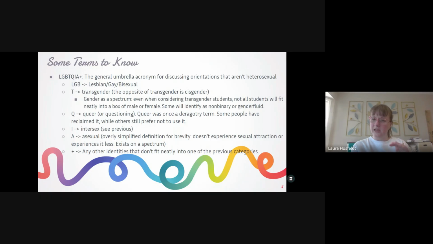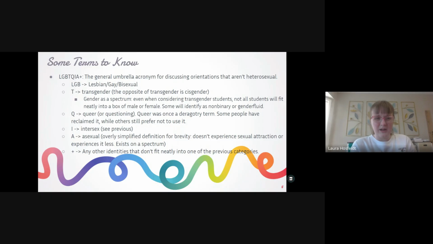Q can depend on who you're talking to, what it stands for. It can either stand for queer or questioning. Queer used to be a derogatory term. Some people have reclaimed it. Other people prefer not to use it. So know your audience and who you're working with before you go around using that one. Obviously, if you use it as an insult, then it's going to come out as an insult no matter what. But if you're referring to the queer community, just make sure you're working with people that don't view that as a derogatory term.